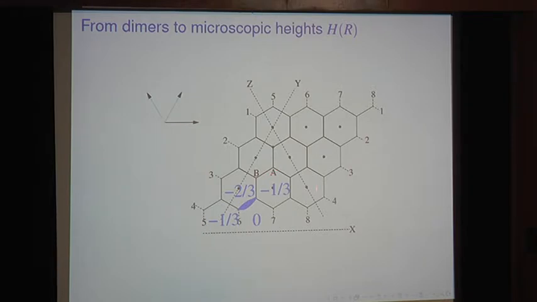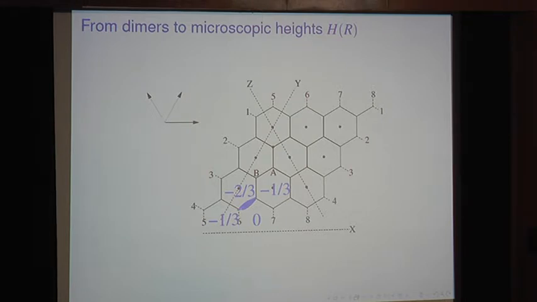Then I make up a rule saying around every A site I will go anti-clockwise. If I do not encounter a dimer on a link, I will drop the height down by 1/3. So, from 0 I will go to minus 1/3. Then again I go from this minus 1/3 here to a minus 2/3, right. But if I do encounter a dimer in this anti-clockwise traversal around A, I will raise the height by 2/3. Okay. So, that is why this is 0, that is minus 1/3, minus 2/3.